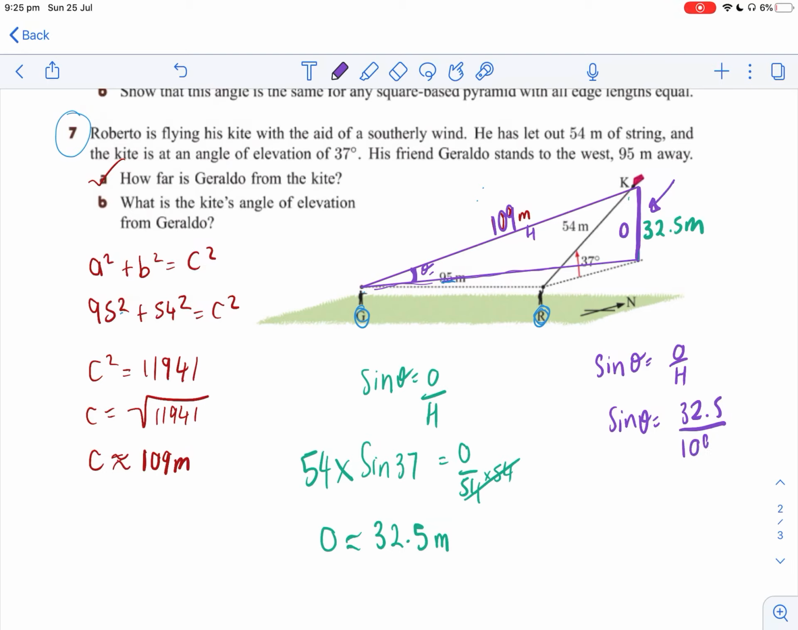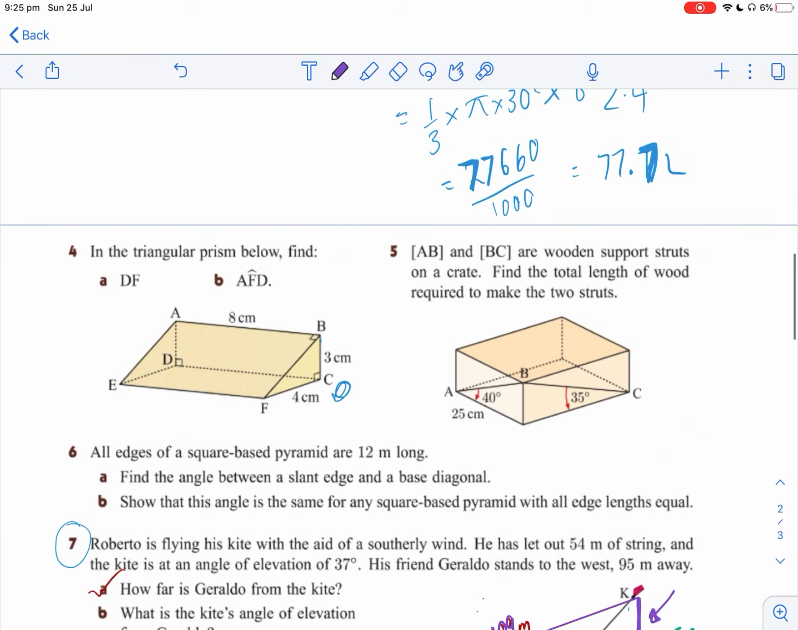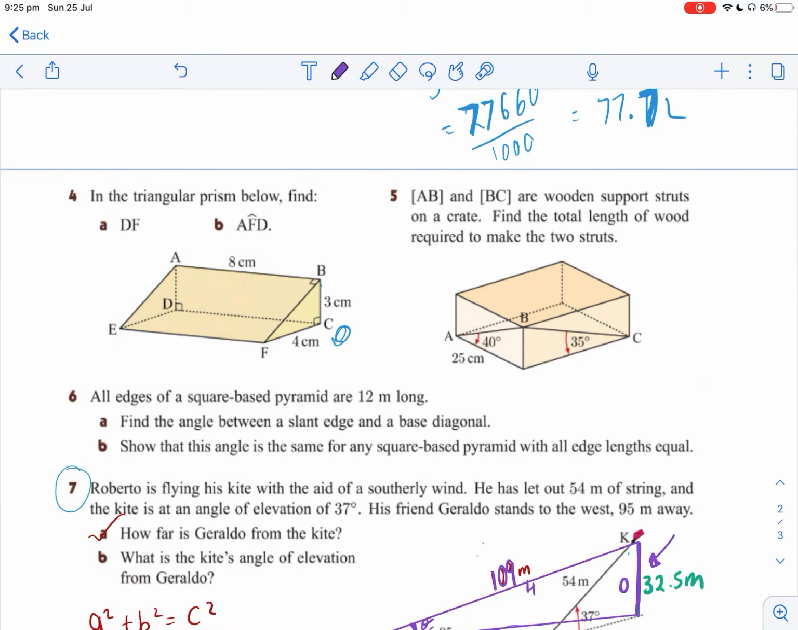Sine theta is 32.5 over 109. Then I'm going to take the inverse. So theta is sine to the minus 1 of 32.5 over 109, and my angle is approximately 17.3 degrees. All right, so that's question 7 solved. Now go back and see if you can have a go at either question 4 or 5.